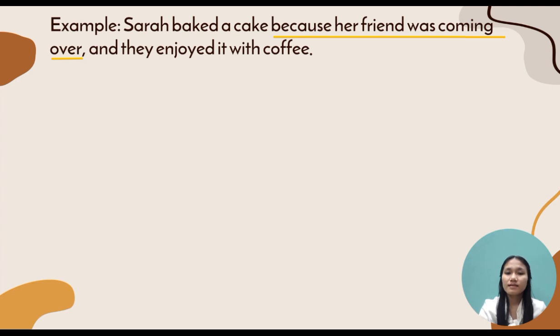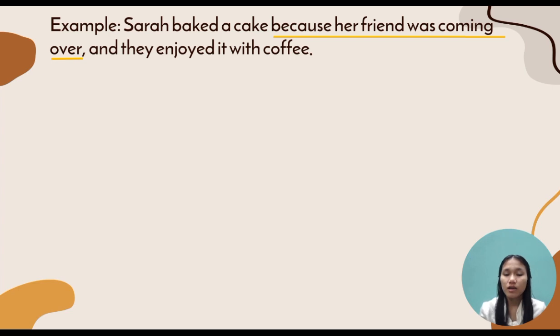Okay, so next, "Sarah baked a cake because her friend was coming over and they enjoyed it with coffee." Sarah baked a cake is our independent clause. Because her friend was coming over is our dependent clause because it doesn't convey a complete thought.